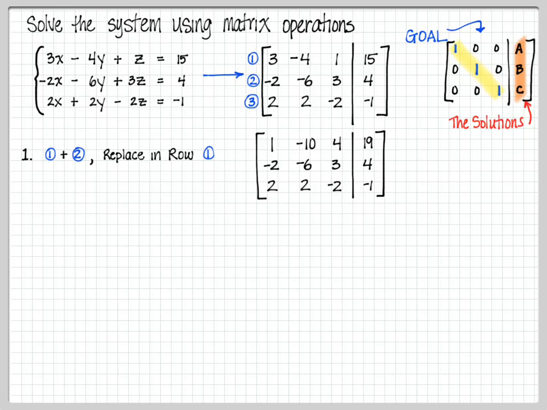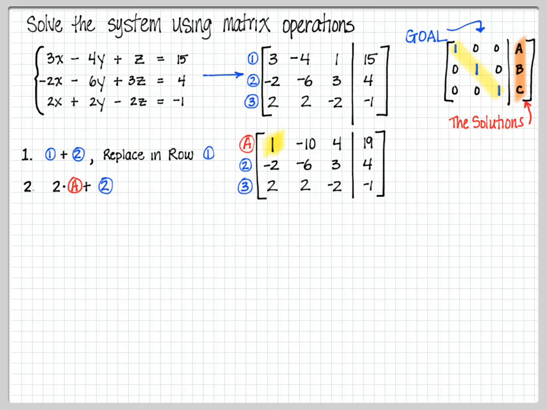One of our first steps, because we're trying to get these ones, I'm looking for getting a 1 in this upper left corner. If I just add equations 1 and 2, or actually rows 1 and 2, add those two rows together, you'll notice that all of a sudden I now have a 1 in the upper left. So that was a good thing. So I replaced row 1 with the addition, now called row A.